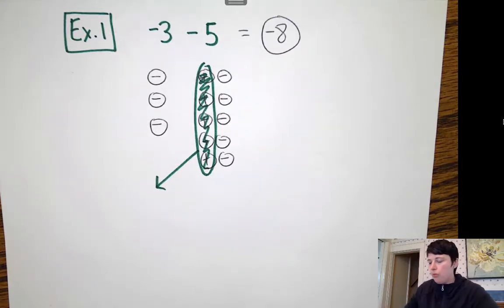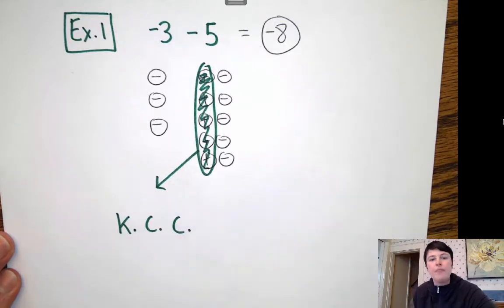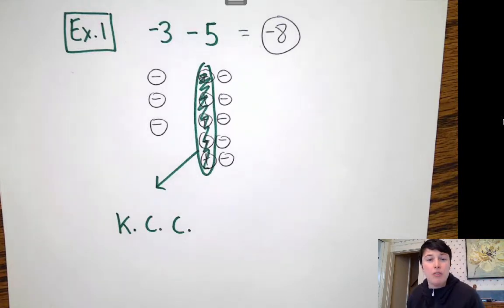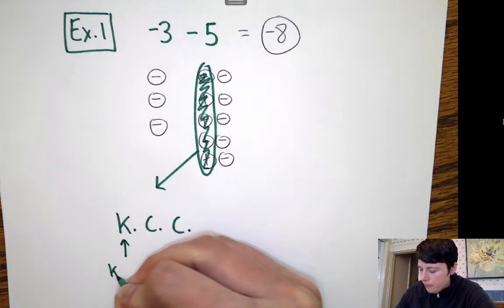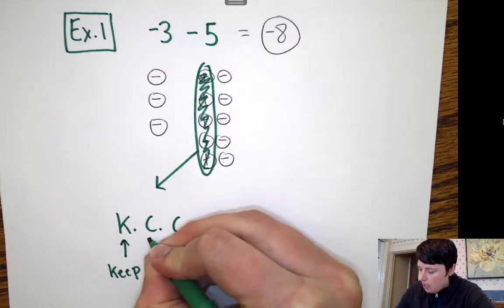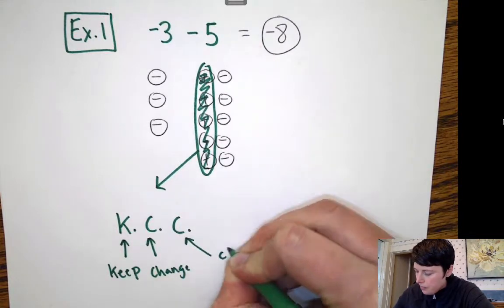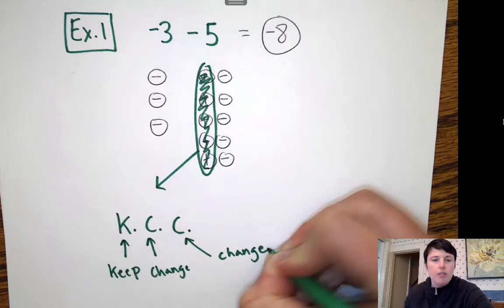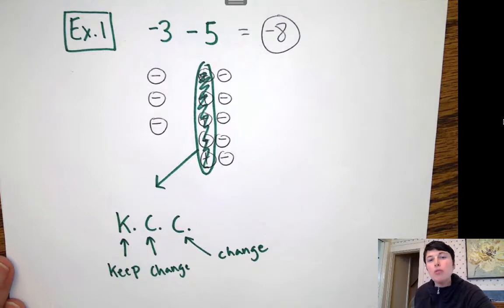But here is the rule we like to use. We call it the KCC. KCC is a way of changing any subtracting problem back into an addition problem. If we change it back to adding, then we can use the adding rules that we've already memorized. And what KCC stands for is keep, and I hope you're writing this down, change, change. Keep, change, change.